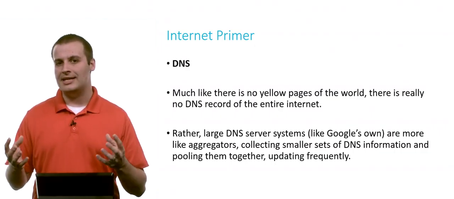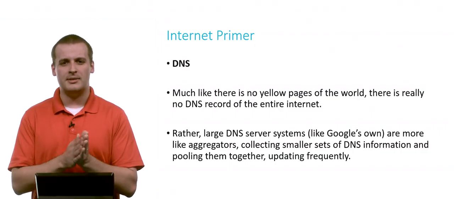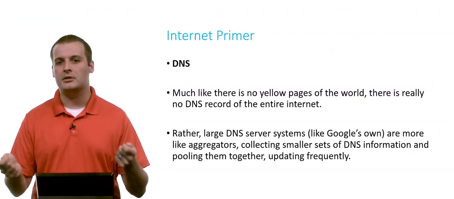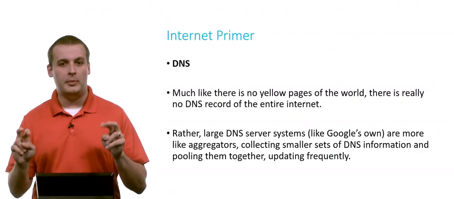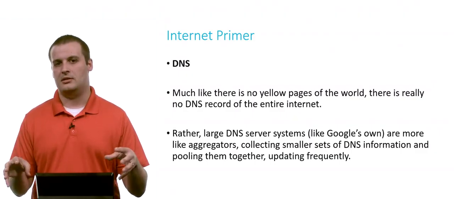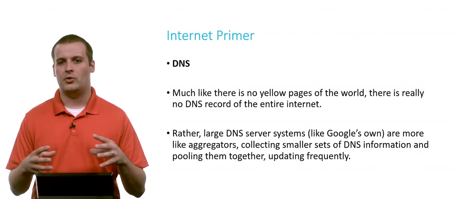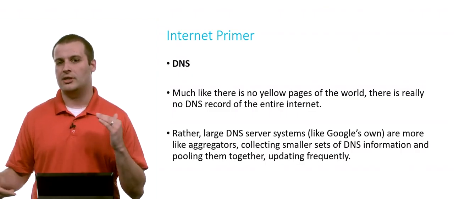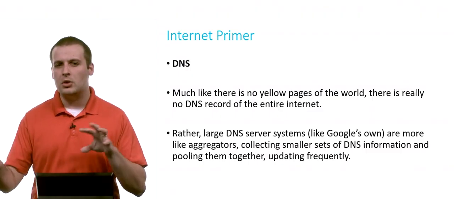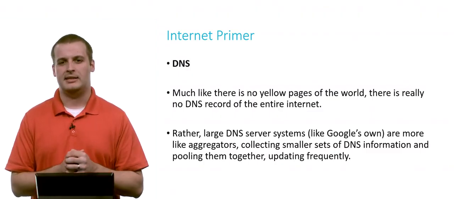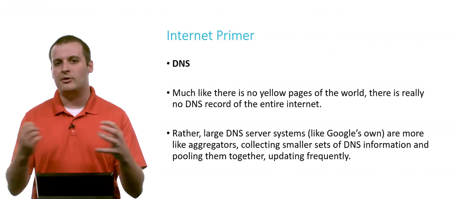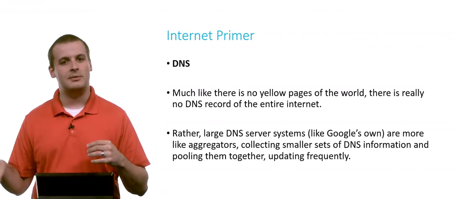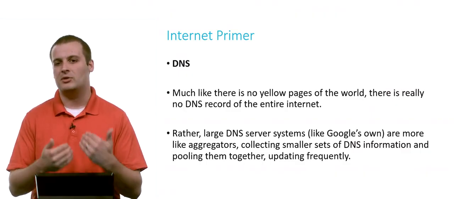And large DNS servers like google.com's, they're actually just more like libraries that have a copy of all of the local yellow pages or all of the local DNS records. So there's really no one repository of the full DNS of the internet. Just like there's no one yellow pages of the world, there are all these local, small-scale DNSs that exist out there. And there are services that aggregate them together, but they depend on those smaller DNS systems updating their information so that they have the most accurate information.